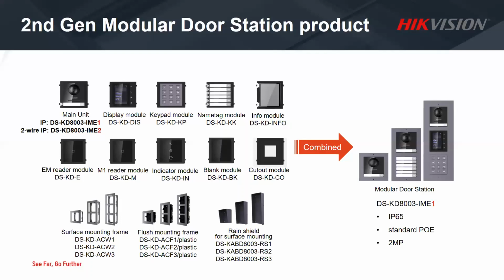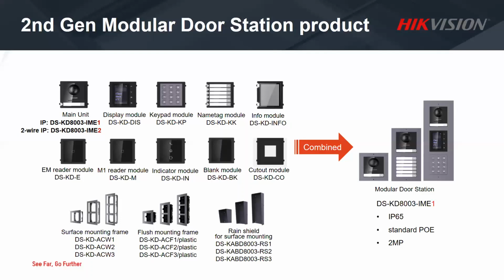And this is the name tag module. There are 6 name tags on there. You can insert your information for each room, and you can call up to 6 rooms from this name tag module. And the information module, where you can insert paper instructions to give people information. So this is the information module.